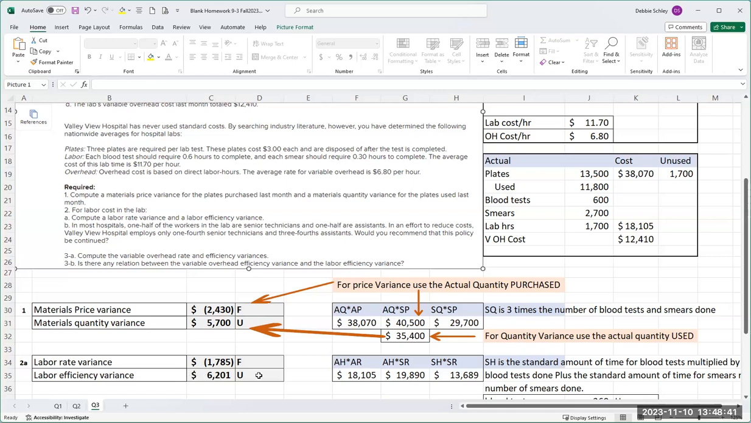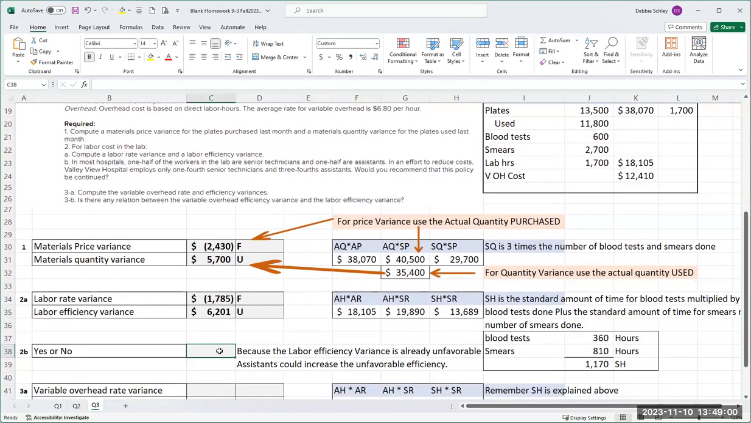So I think if they want to reduce prices, they actually should increase their number of senior technicians and decrease their number of assistants because assistants are less experienced and work slower. And so their efficiency is unfavorable. And so the answer is no, because labor efficiency variance is already unfavorable and adding the extra number of assistants could increase that unfavorable labor efficiency variance.